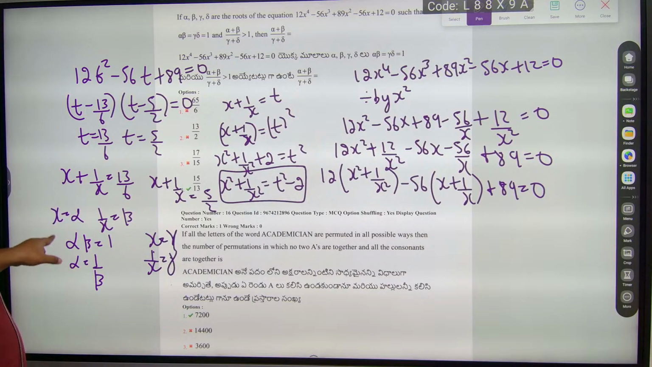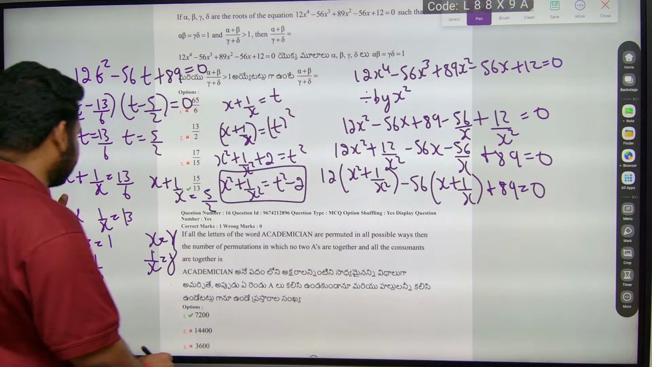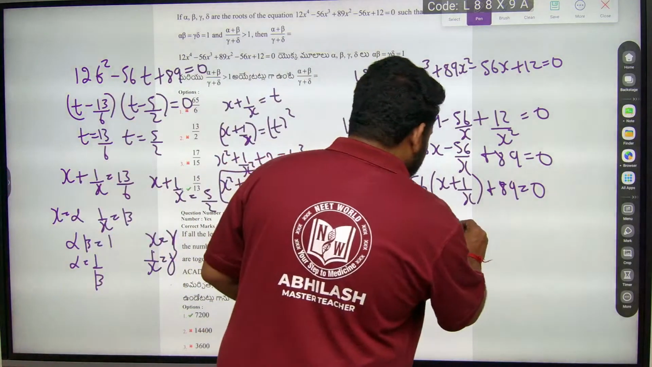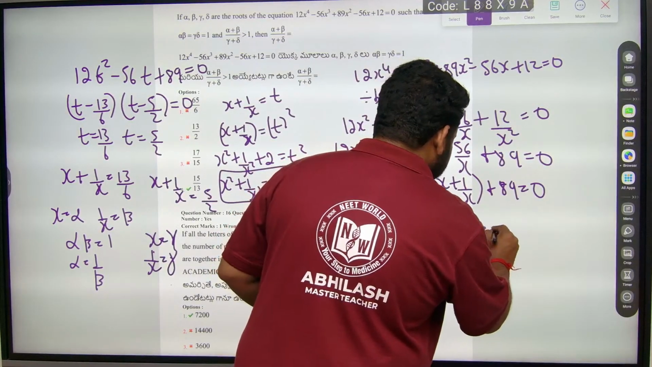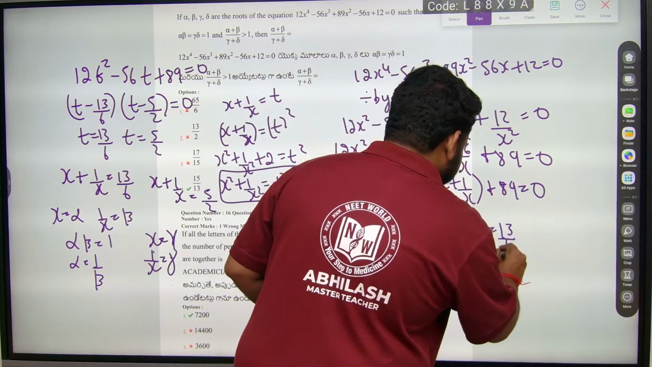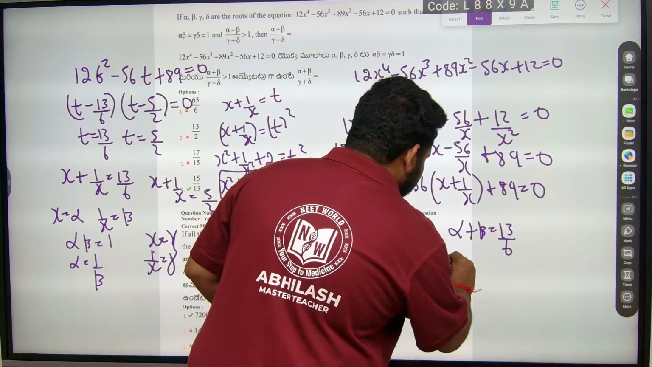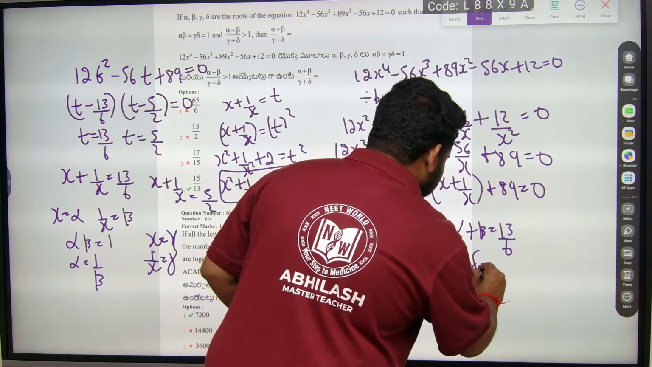So x is equal to alpha, 1 by x is equal to beta. So alpha plus beta is equal to 13 by 6. I will write here, next step: alpha plus beta is equal to 13 by 6. Then gamma plus delta, what am I having?